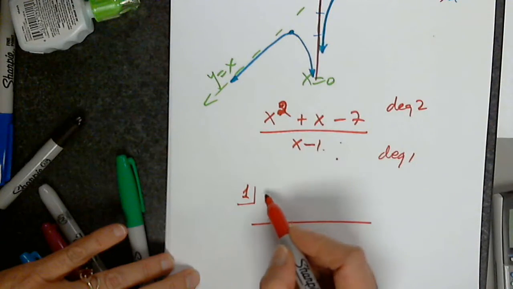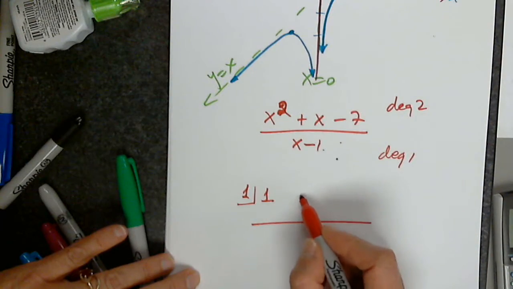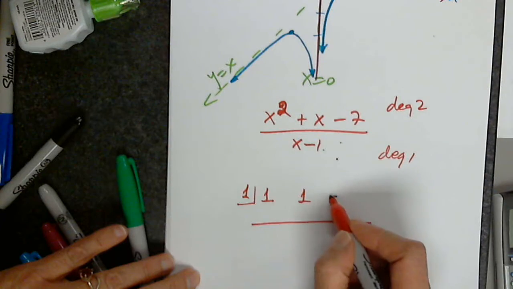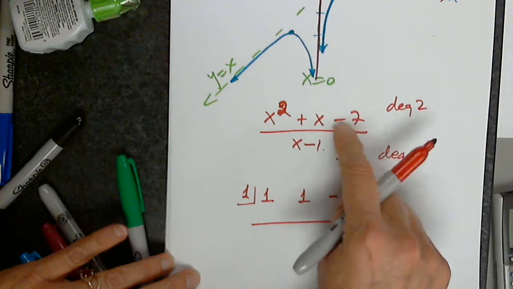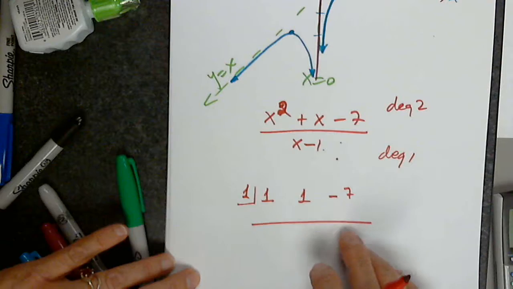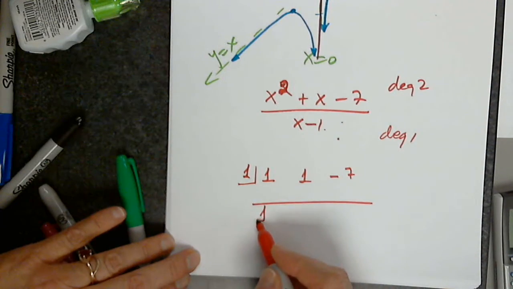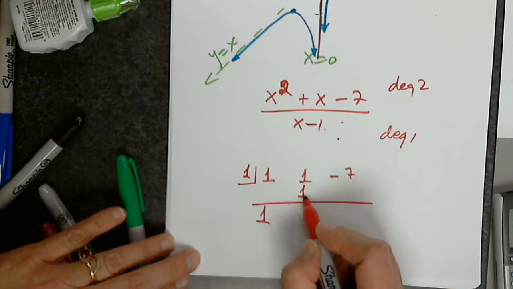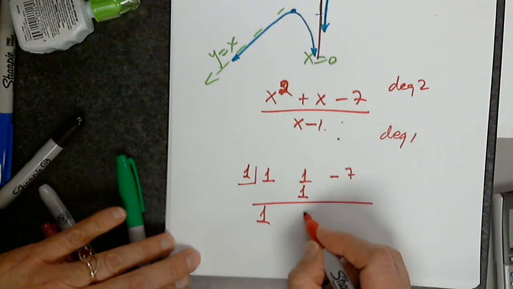Then the coefficient of x squared. Then the coefficient of x. There are no missing coefficients. If there is a missing coefficient, then I will put 0. I bring down 1. 1 times 1 is 1. I perform the operations I see.